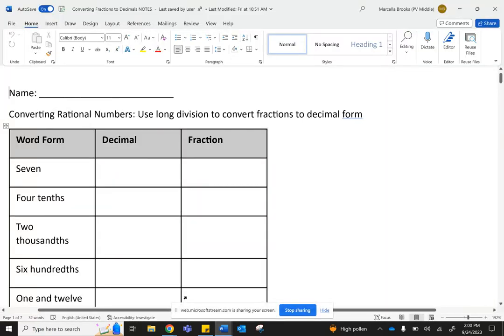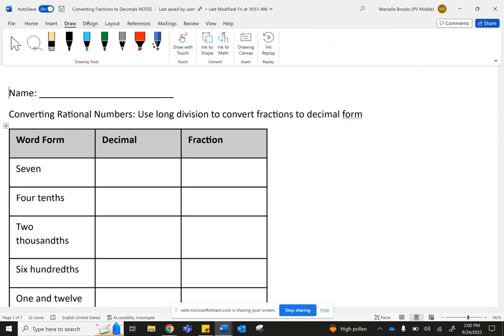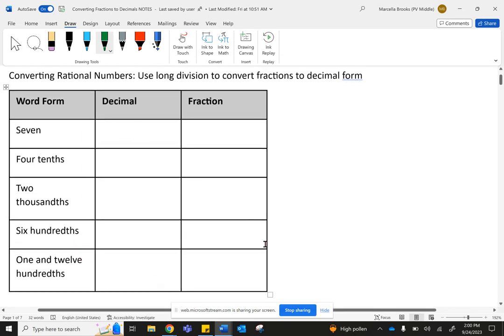Okay, so this is a new target. We are going to use long division to convert fractions to decimal form. On this first page, we have a chart. We're going to turn these word form numbers into decimals or fractions.